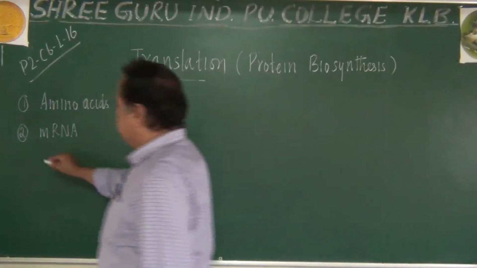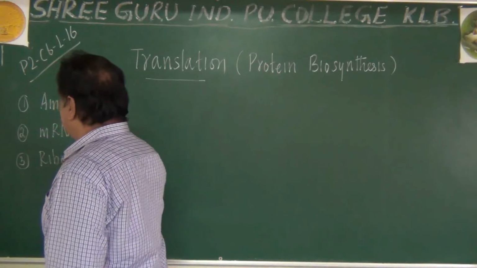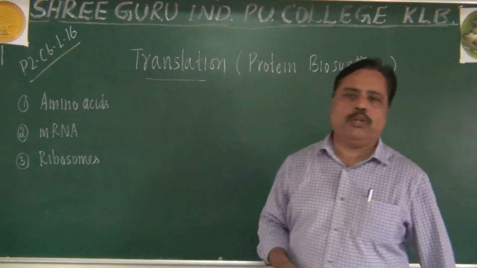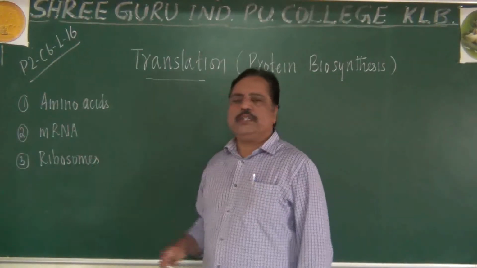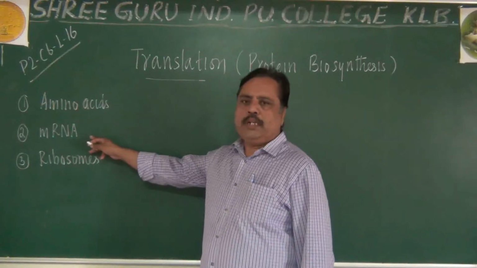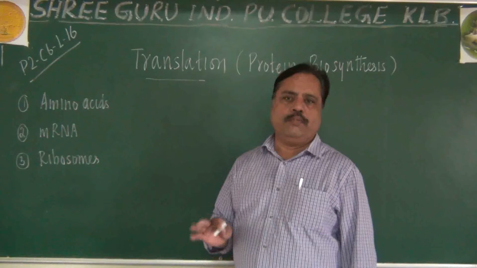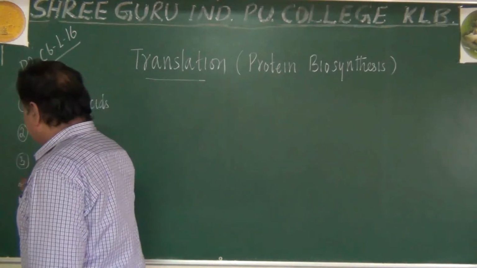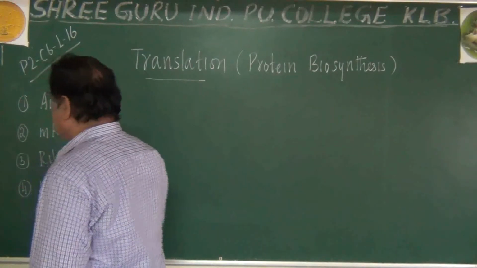In addition to this, we need a main thing called ribosomes also. You may recall, ribosomes are the protein biosynthetic factories. In the previous lecture, I told you about the structure of ribosome. Even mRNA we know, genetic code we know, and about amino acids we know already. In addition to all these things, we need tRNA also as a raw material.